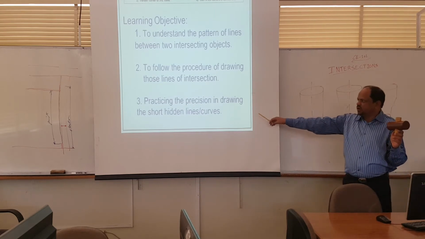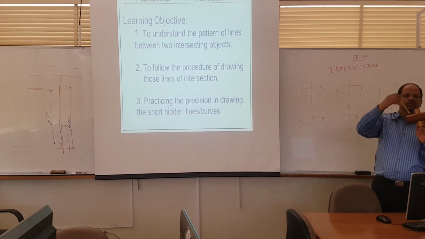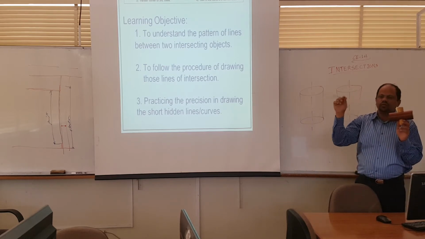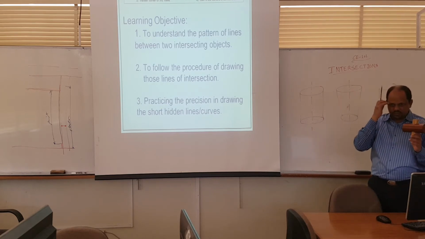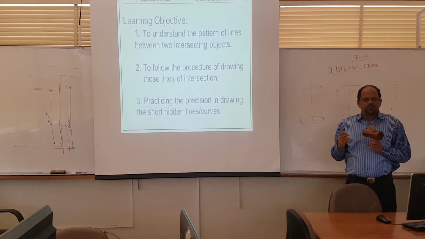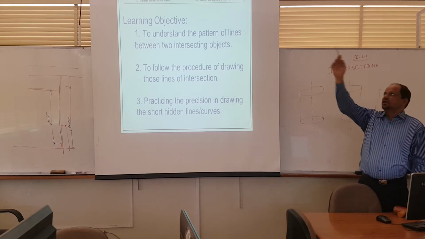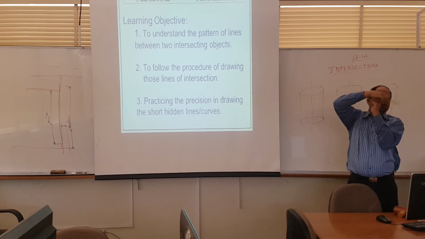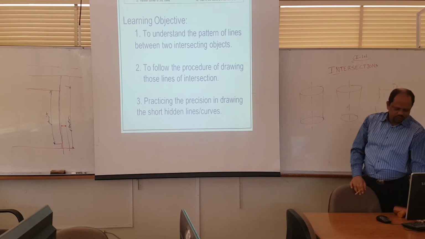Practicing the precision in drawing the short hidden lines or curves. So there can be a curved object, there can be a straight line object, like what we have done in auxiliary views. We have done a straight edge object and a curved object, isn't it? Curvature. So here also different objects. For example, a beam and a column in a building is a joint, isn't it? Like that, joints are there everywhere.